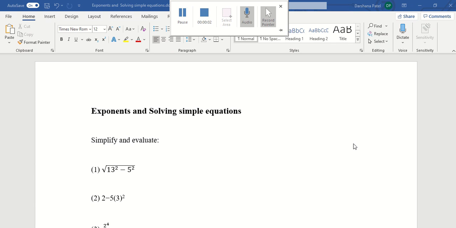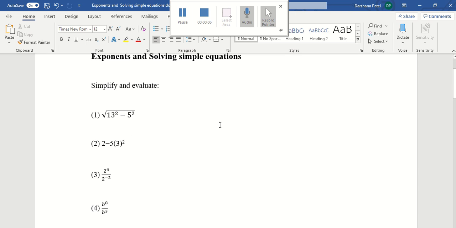Exponents and solving simple equations. Simplify and evaluate. For the first one here, we are given the square root of 13 squared minus 5 squared.